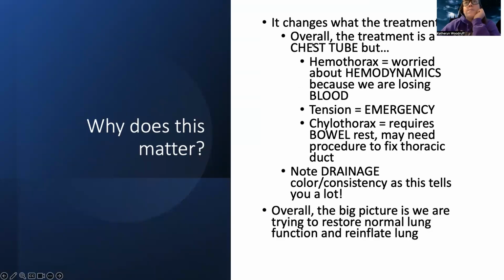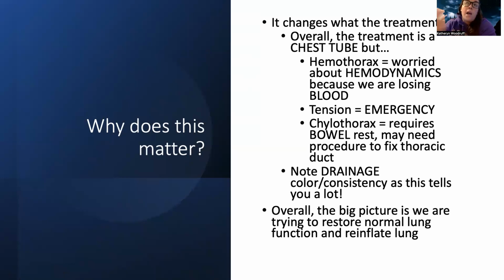So why does this matter? Effectively, it matters because it changes what the overall treatment's going to be. No matter what, in general, for a pneumothorax, hemothorax, chylothorax, etc., they might need some sort of drain or chest tube. So the overall treatment is a chest tube, but you want to think, but what's more specific? As a whole, we treat the general problem of having something in the lung that's not supposed to be there with a chest tube.